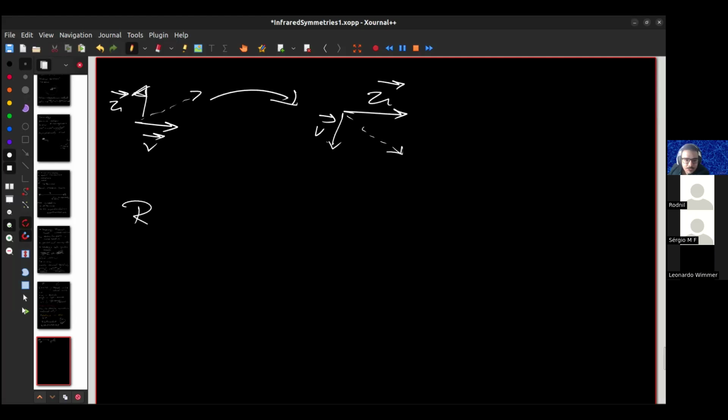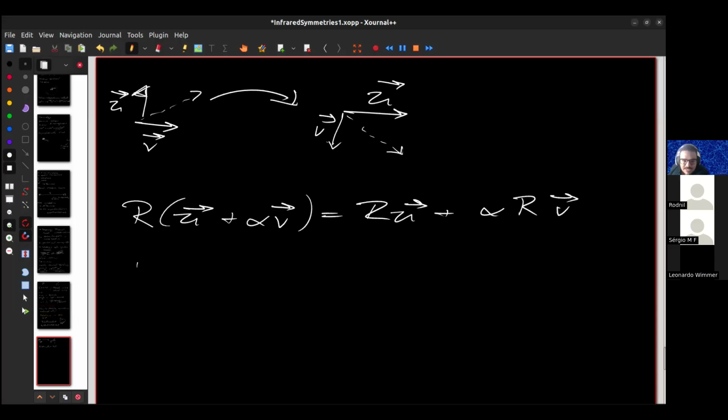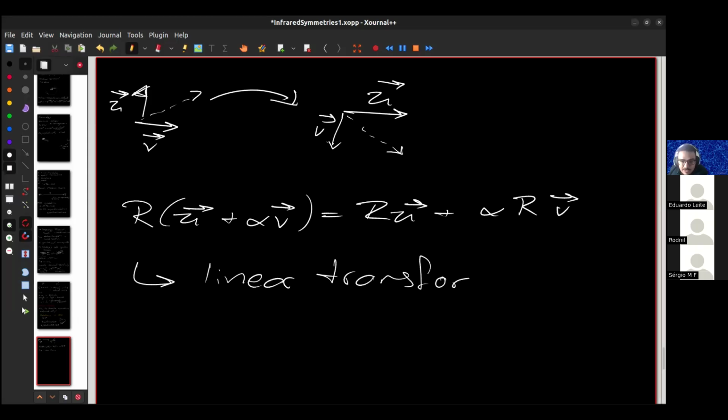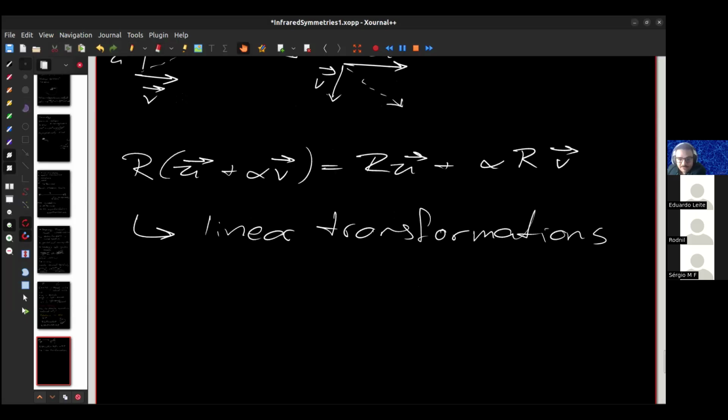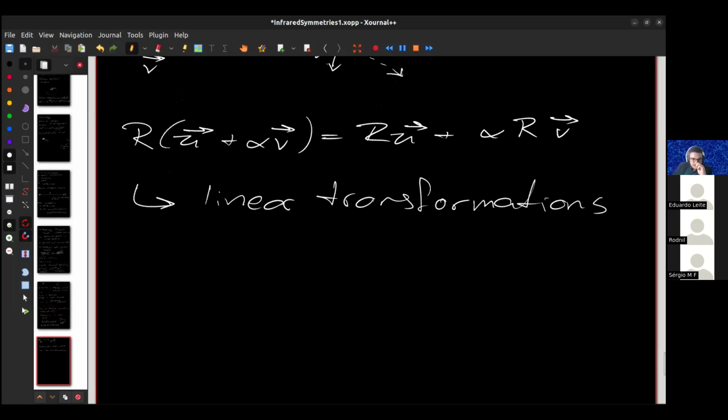So when I bring these two conditions together, I want that R of u plus alpha v equals Ru plus alpha Rv. We see that this condition is precisely that R is a linear transformation. So we're asking for linearity of the rotations. This is the first thing we're asking, but it is not the only thing. Rotations cannot be merely linear transformations, because we have linear transformations that do not look like rotations.